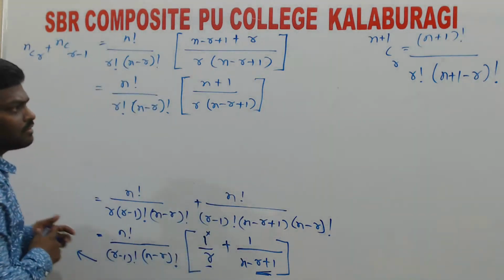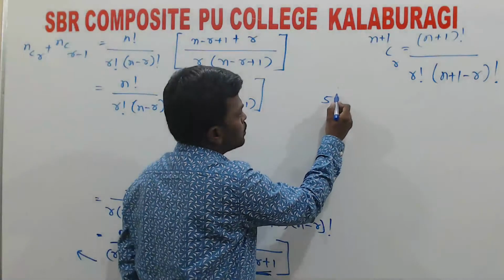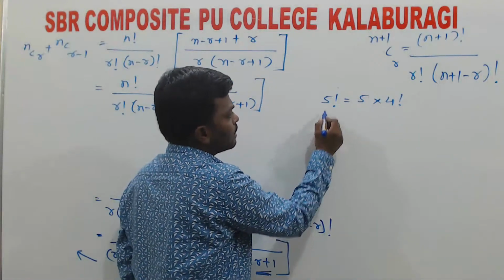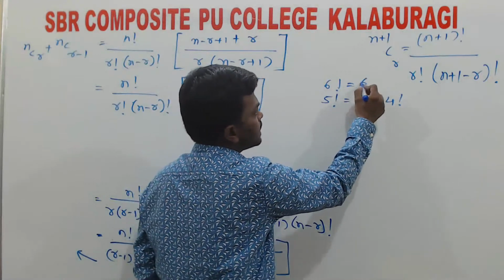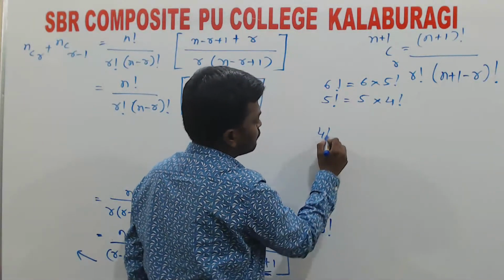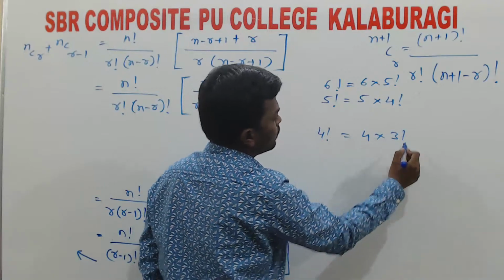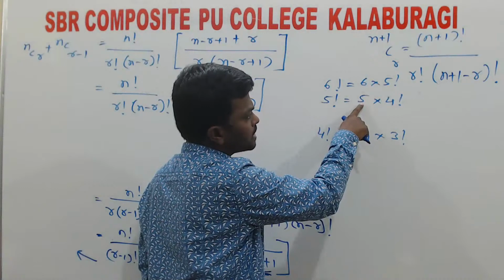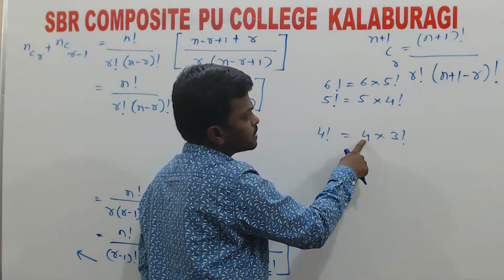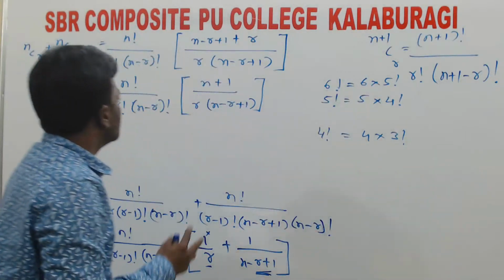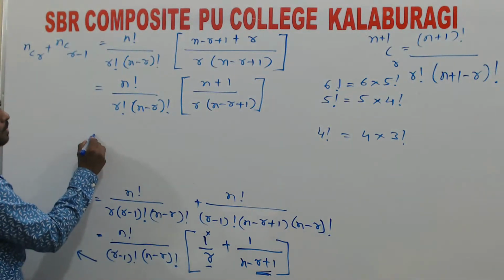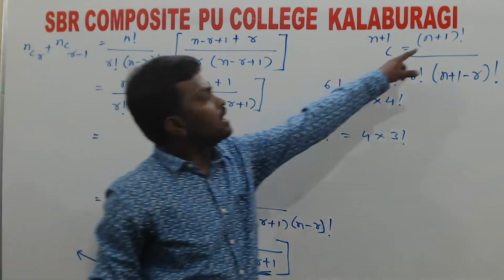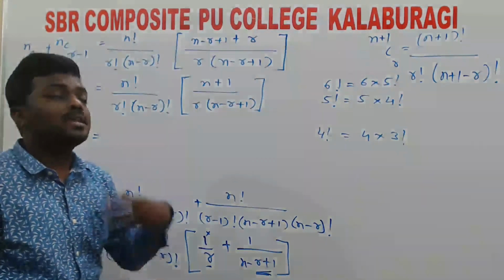Okay. So just now I have told you, 5 factorial is nothing but 5 into 4 factorial, right? And 6 factorial will be 6 into 5 factorial, and 4 factorial will be 4 into 3 factorial, right? So it's nothing but 4 plus 1, and this is nothing but 3 plus 1, and this is nothing but 5 plus 1. So now if you observe here carefully, in the denominator n plus 1 into n factorial, we need here n plus 1 factorial.